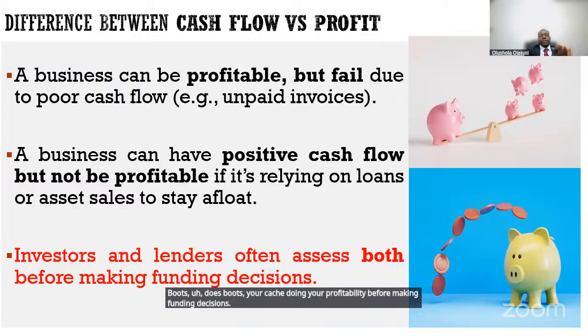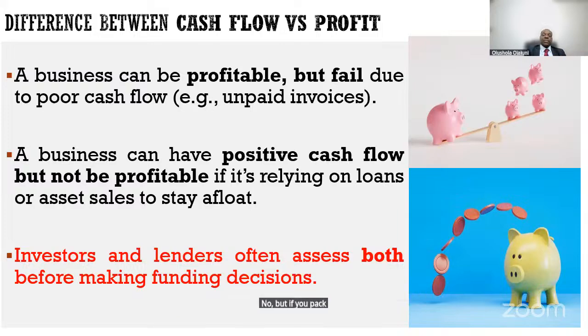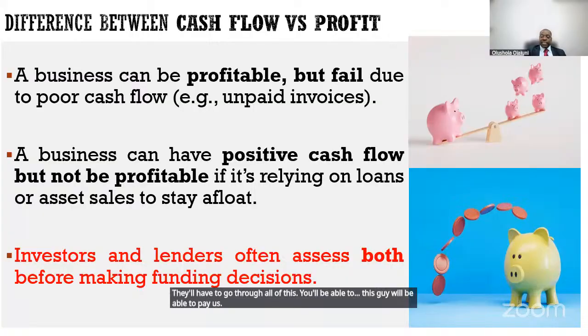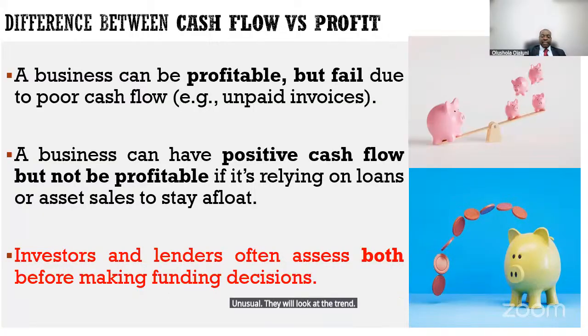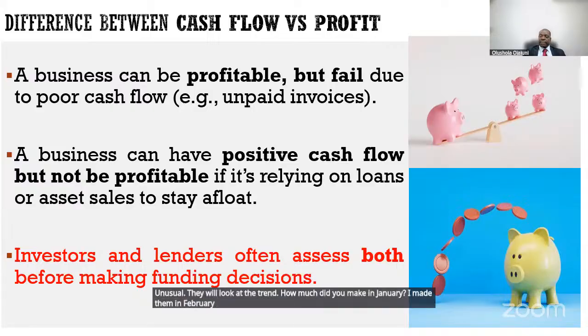Now, if you package your document and submit to a financial institution, they'll have to go through all of these things. Will you be able to pay? Will this guy be able to pay us? Are you sure? They'll look at the trend. How much did he make in January? How much did he make in February? When does it peak? When does it go down? Is he owing? Does he have any loan elsewhere? Those are the things all these financial intermediaries do.